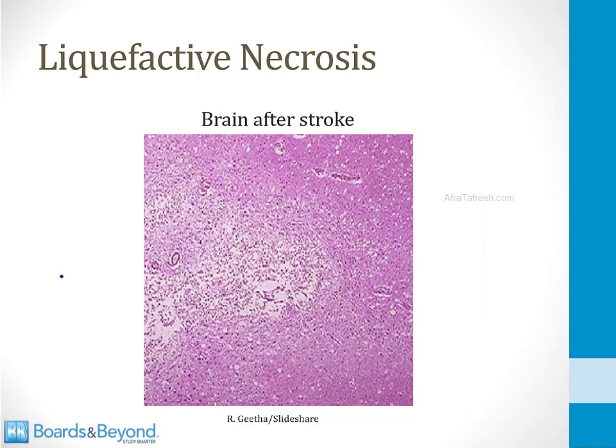And here's what the brain looks like after a stroke under the microscope. You can see this large area here where the tissue has just been destroyed. There's nothing left. It's got inflammatory cells. It's also just got a lot of empty spaces. The underlying tissue architecture is no longer present.